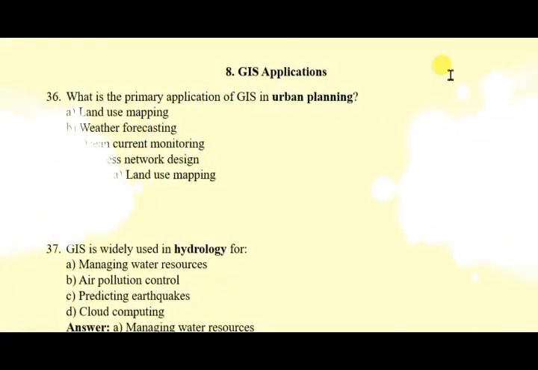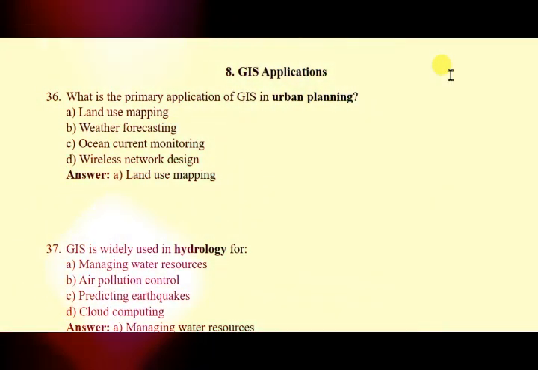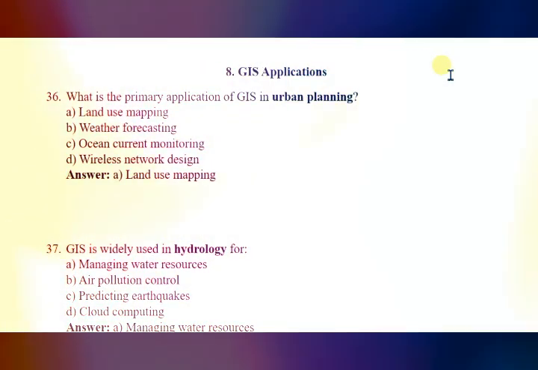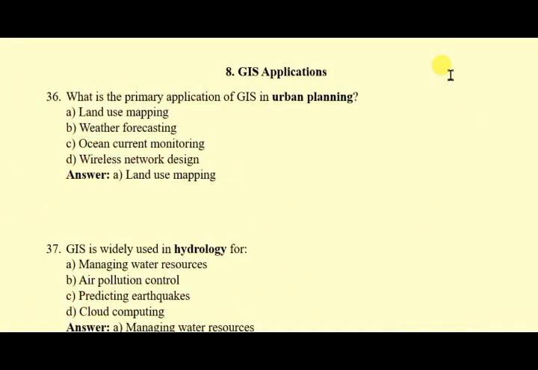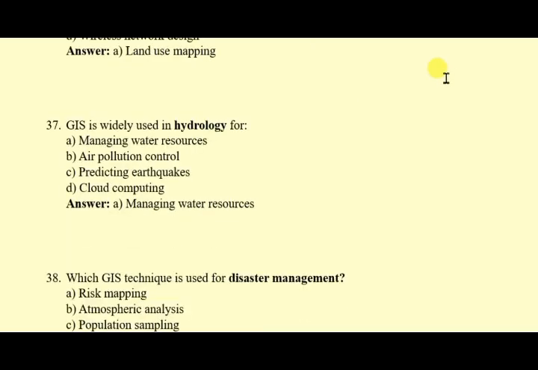Now the GIS application category, question number 36. What is the primary application of GIS in urban planning? Land use mapping, weather forecasting, ocean current monitoring, wireless network design. Land use mapping.